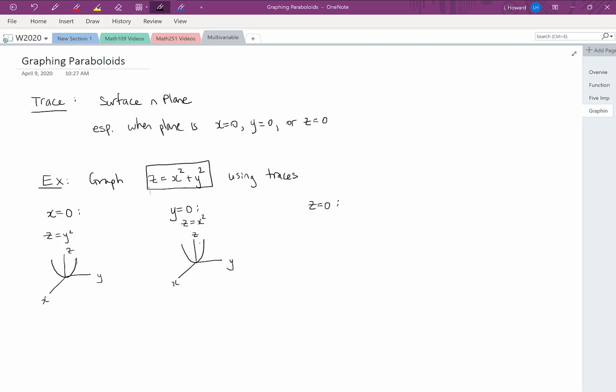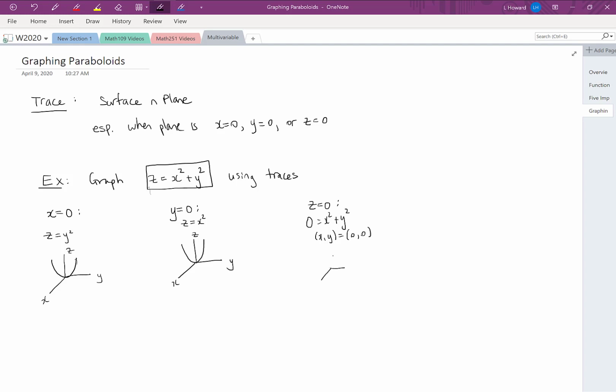So let's do one more. If z equals 0 in our equation, then that's telling us that 0 equals x squared plus y squared. And if we think about what values of x and y can satisfy that, there's only one option. x and y would both have to equal 0 in order to make that equation true. Because if we chose any non-zero value for x or y, we would end up with a contradiction here.